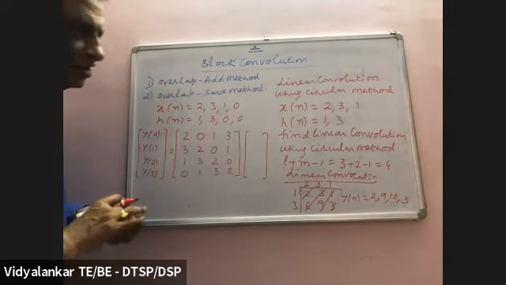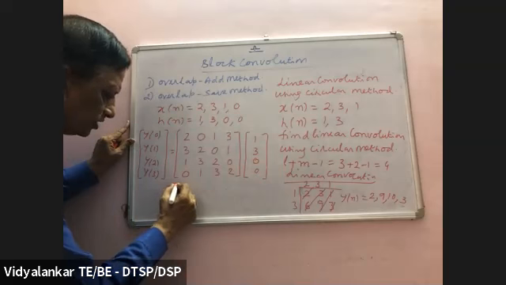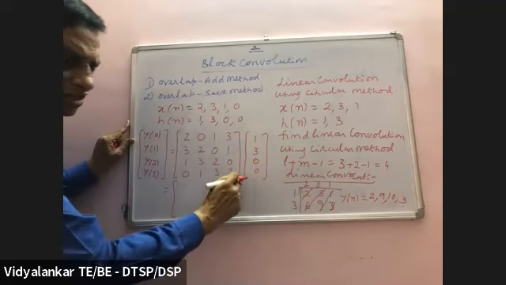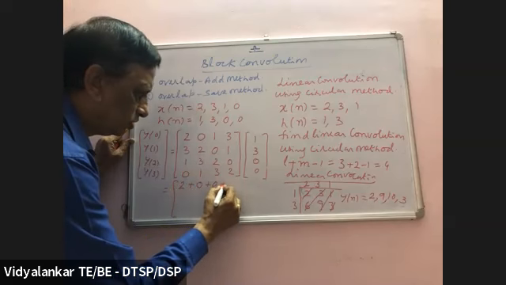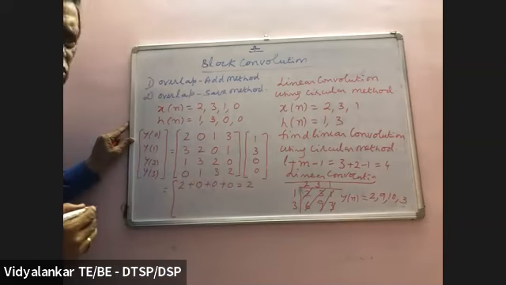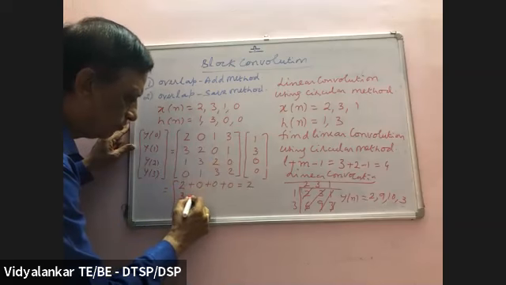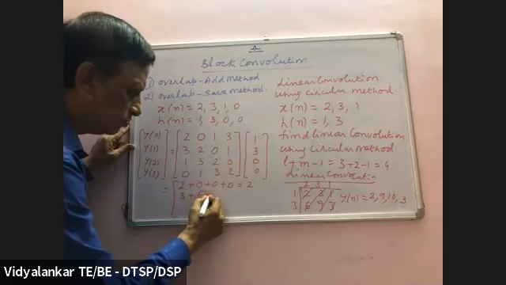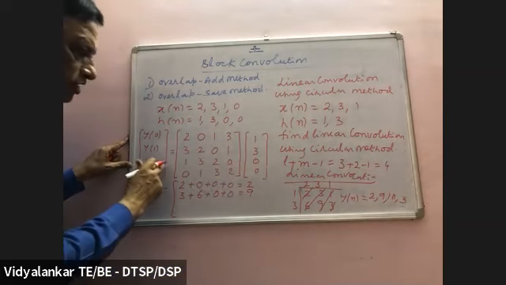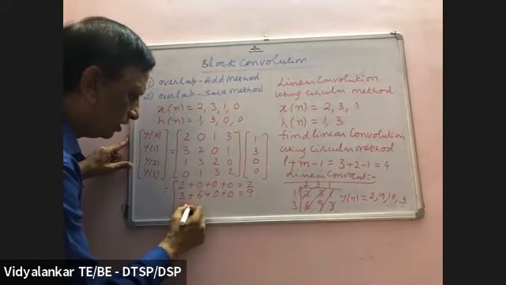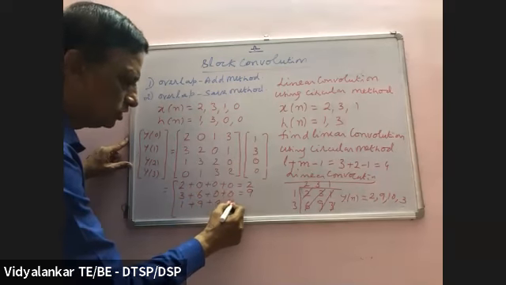The second signal I am applying here is 1, 3, 0, 0. So this matrix multiplies it. For y0, the first row multiplied by this: 2 into 1 is 2, plus 0 into 3 is 0, 1 into 0 is 0, 3 into 0 is 0. So that is the y0 value. For y1, the second row multiplied by this: 3 into 1 plus 2 into 3 is 6, plus 0 into 0, 1 into 0. So that is the total value. Then y2, the third row: 1 into 1 is 1, plus 3 into 3 is 9, plus 2 into 0 is 0, 0 into 0.